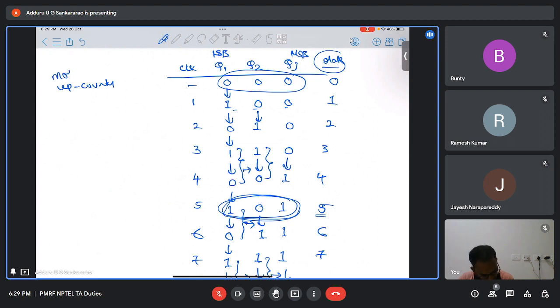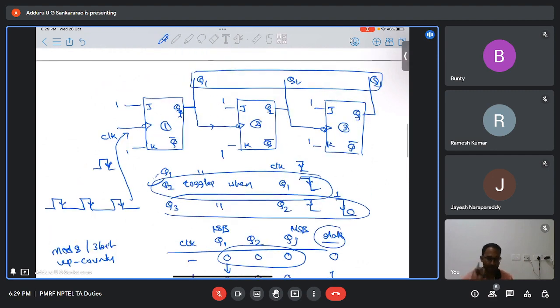This we can say is a mod 8 up counter or 3-bit up counter. Actually, we are giving no inputs except the clock pulse. We are giving only J and K inputs such that they will change their states, toggle. Then only this kind of counter is possible.